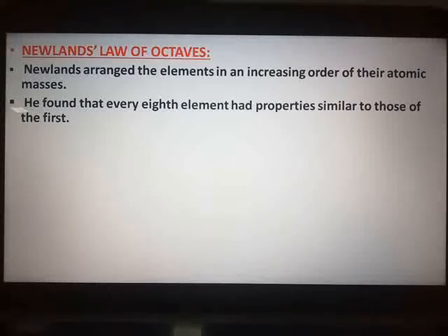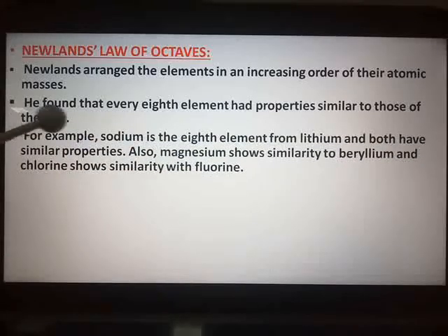For example, when he classified the elements, the first example he found was that sodium is the eighth element from lithium and both have similar properties. Also magnesium shows similarity to beryllium, and chlorine showed similarity with fluorine. Now he compared the similarity with the octaves in music. Why octaves? Because every eighth element is showing properties similar to that of the first, and hence his law was called the law of octaves.